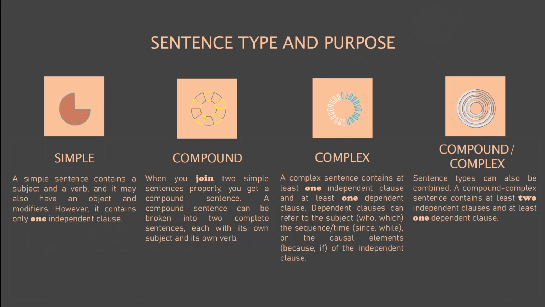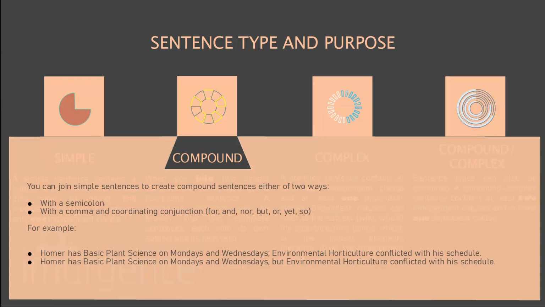And the compound sentence: when you join two simple sentences properly, you get a compound sentence. A compound sentence can be broken into two complete sentences, each with its own subject and its own verb. You can join these simple sentences in either of two ways: with a semicolon, or with a comma and a coordinating conjunction. The conjunctions we discussed in the earlier session are for, and, nor, but, or, yet, so.